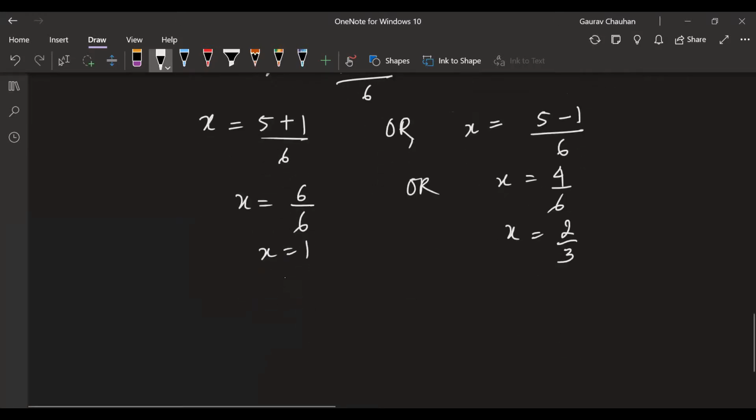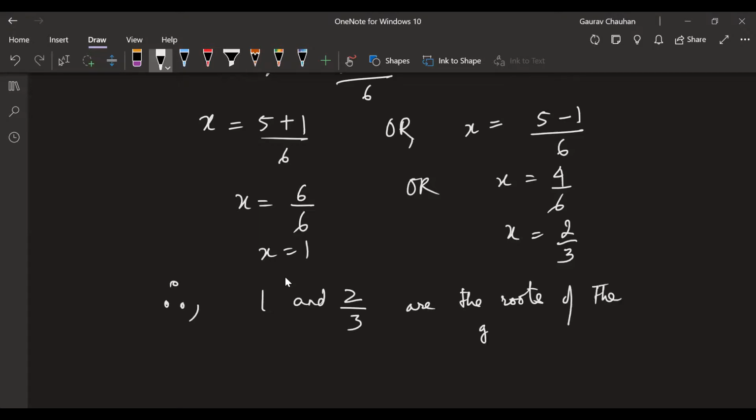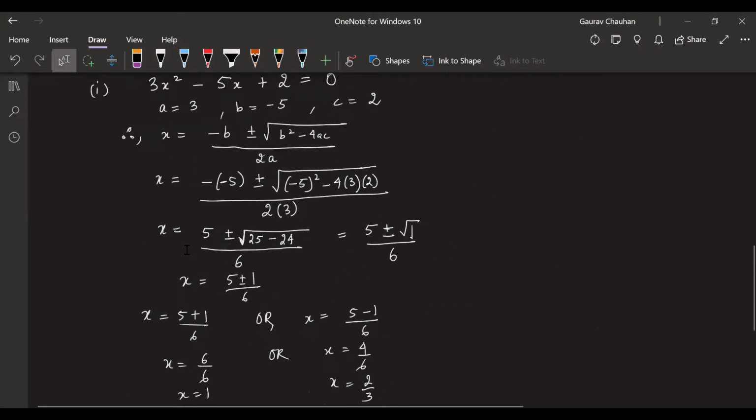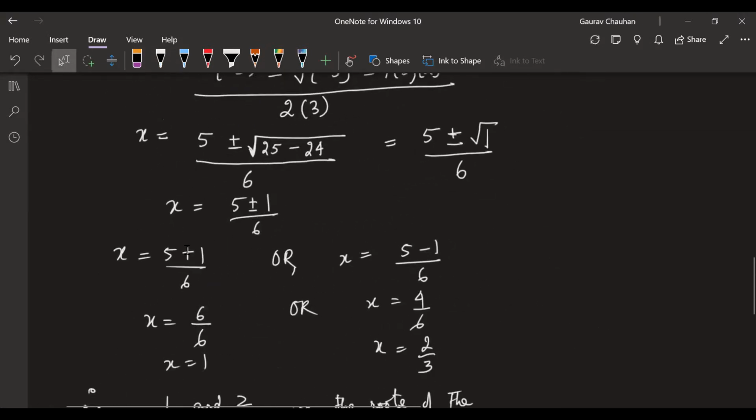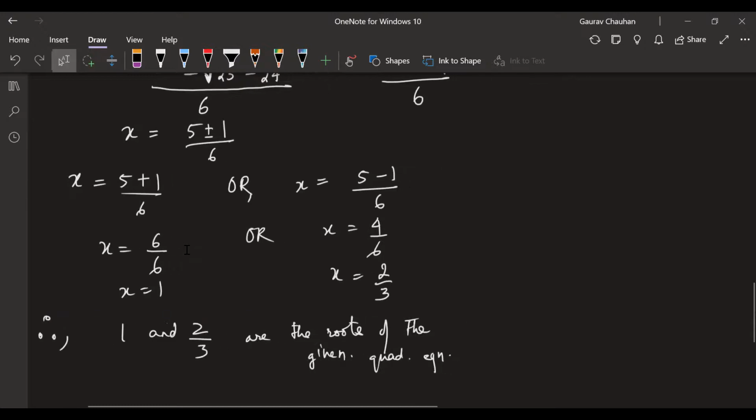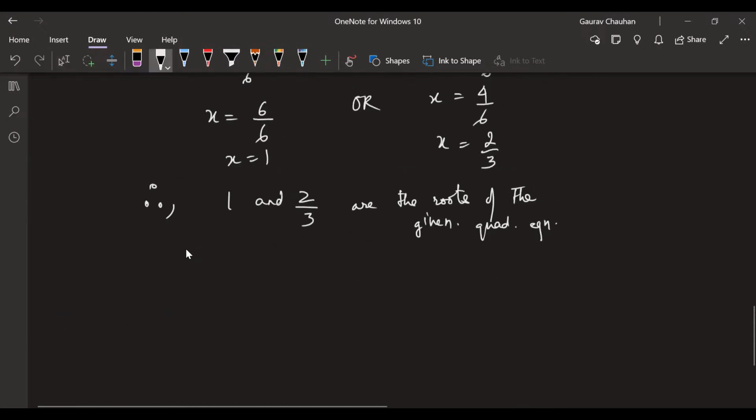So my roots are therefore 1 and 2 by 3, the roots of the given quadratic equation. That's my answer. I did not have to factorize. If you want, we can check this answer. We're going to verify just for this situation. Let's just verify.